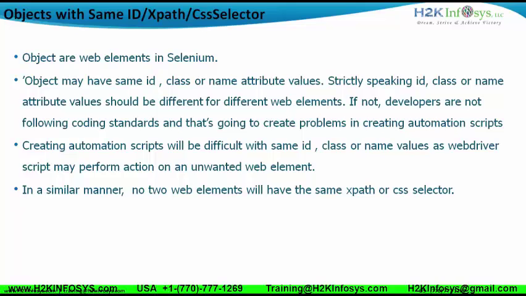In a similar manner, no two web elements will have the same XPath or CSS selector, because CSS selector and XPath are nothing but the location or position of the web element with respect to the web page. It might be possible that the web elements change in a particular position or location, but the position or the location will remain constant. It is never possible, to be precise, for two web elements to have the same position. It is only possible that web elements change on the same position. So position X today might belong to a button, and tomorrow position X might belong to, let's say, an edit box. The position is not going to change, but the web elements might change on that particular position.